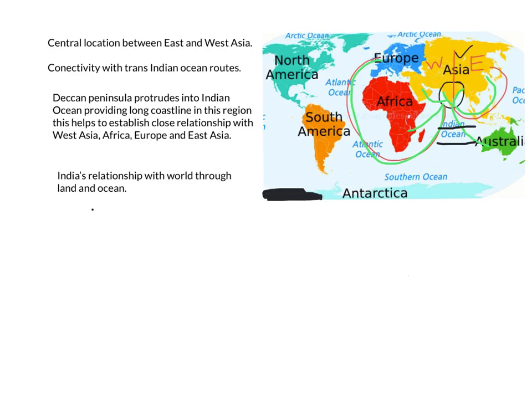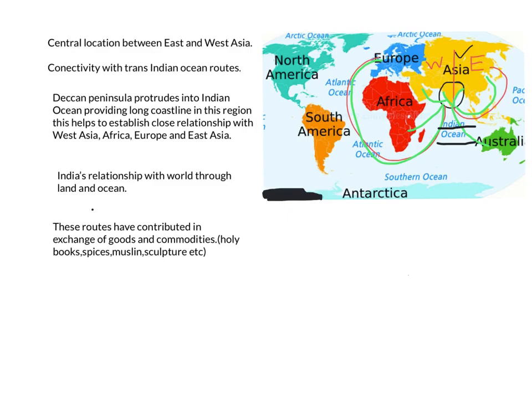Now, what is the significance of these routes, that is, land routes and ocean routes? These have contributed in exchange of ideas and commodities. Now, how does this happen? When people go from one place to another, they carry along with them their things, their commodities, their ideas, and when they meet the other people, these ideas are shared. They take some ideas from the other people, they give their ideas, they exchange their books, they exchange their culture, and that is how the relationships are built.